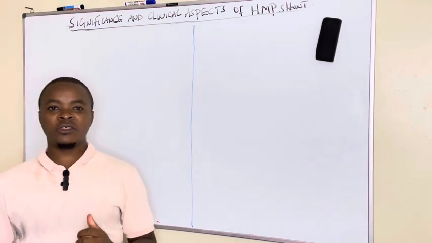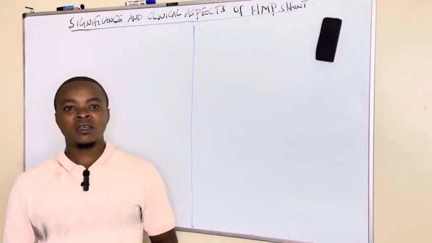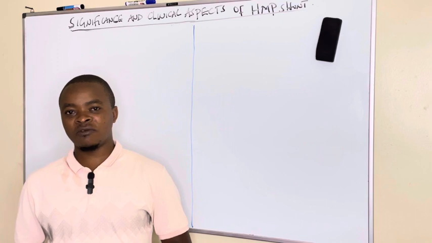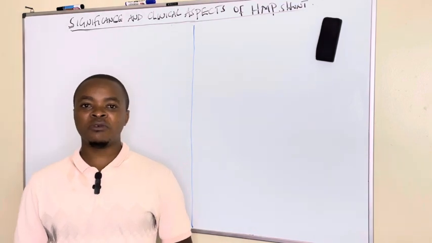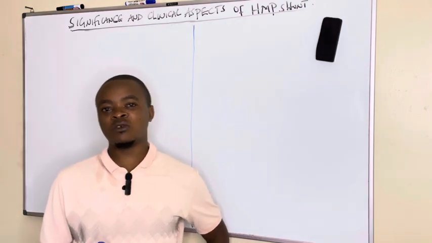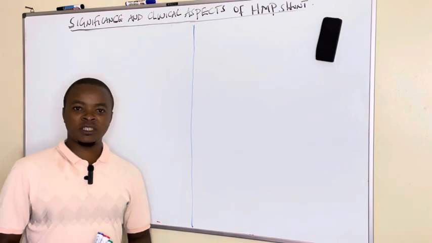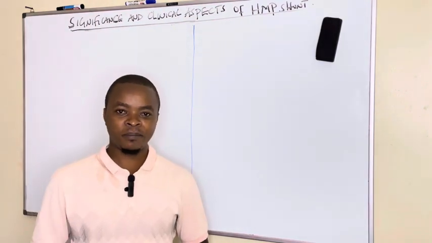As we continue with hexose monophosphate shunt, or what we can call the pentose pathway. In the previous video, in part 1, we looked at the process and the regulation of the HMP pathway. And in this video, we want to look at the significance and the clinical aspect. How can we apply this pathway in our clinical setup?